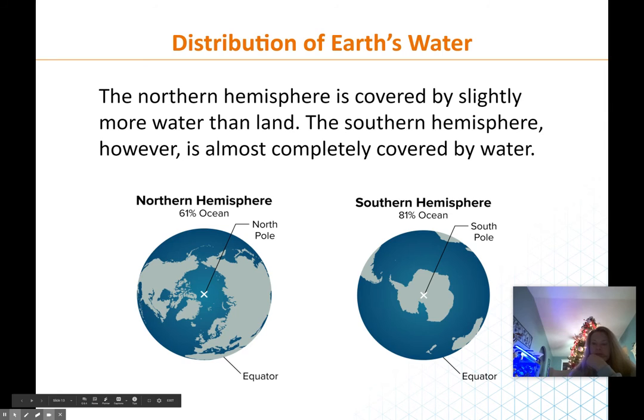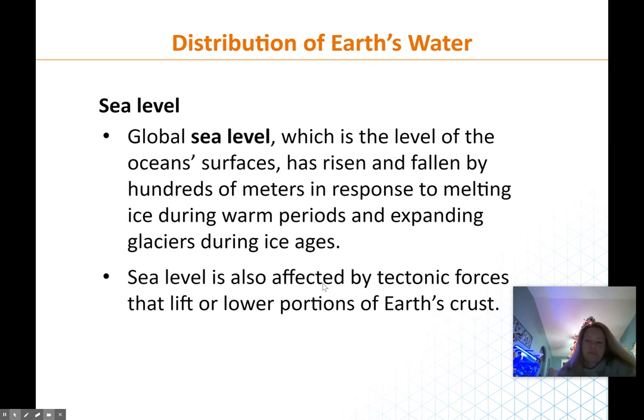So if we look at the distribution of water, the Northern Hemisphere, we've got 61% oceans. This is looking down from the North Pole. And then the Southern Hemisphere is 81% ocean. So really we have a lot of land mass in the Northern Hemisphere, like we learned with climates. We don't have temperate climates in the Southern Hemisphere because this is where the temperate climates would be, and that is just the Southern Ocean. So definitely a lot more ocean in the Southern Hemisphere.